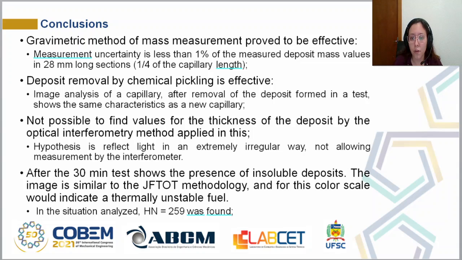It was not possible to find values of the thickness of the deposit by the optical interferometry method. The hypothesis is that light is reflected in an extremely irregular way, not allowing the interferometry measurement.